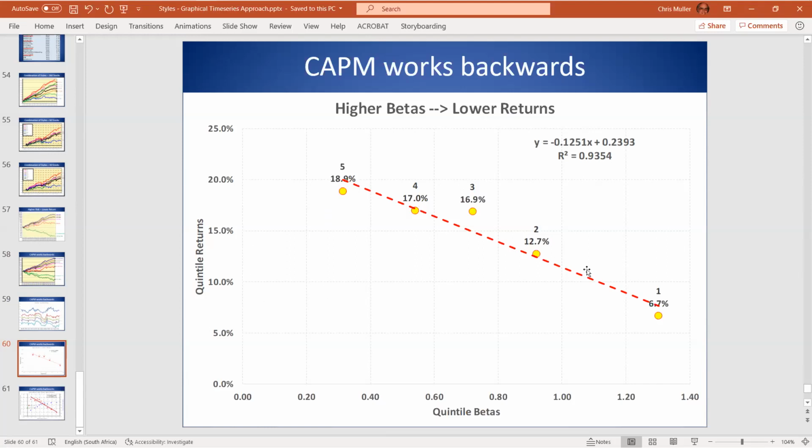The slope is very negative. It's showing that high betas, 1.3 beta, gives a 6.7% return. And if you go low beta, you're getting nearly a 19% return over those 34 years. Pretty damning, isn't it? That line is quite well fitted. Higher betas give lower returns.